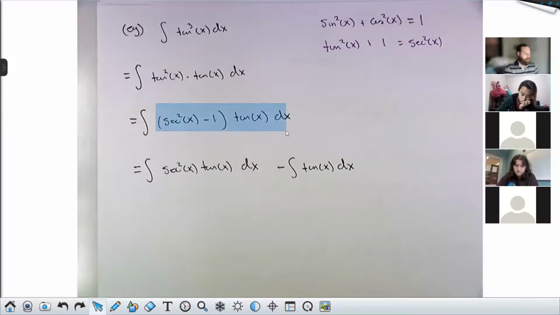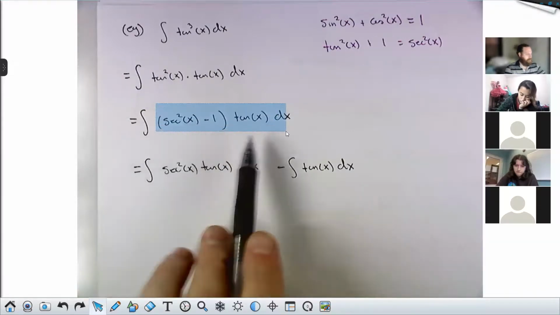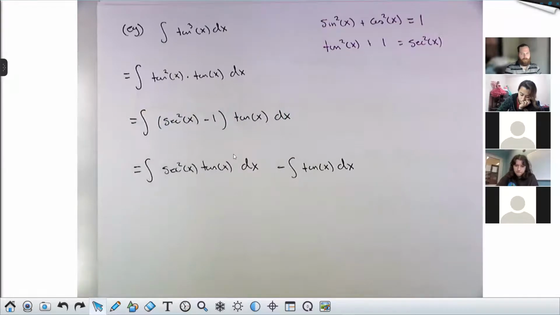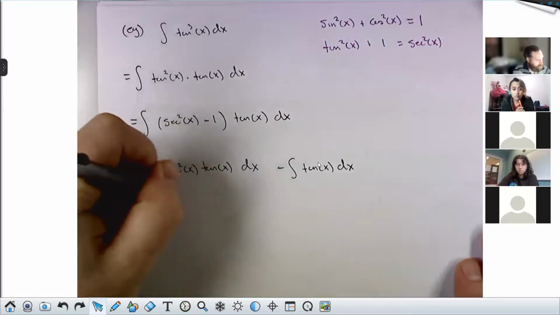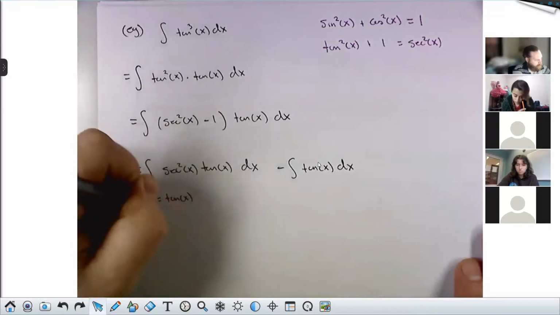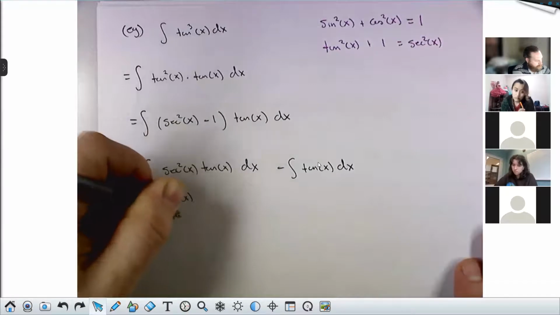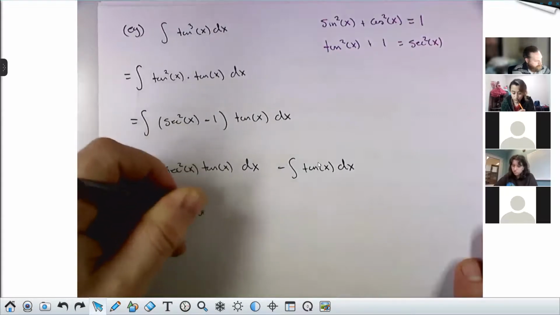All right, so when you distribute tangent here, you get secant squared times tangent minus tangent, and then you can split that integral into these two. This one is now a little straightforward U sub. This one is one of our preliminaries from last time, right? Everybody remembers the integral of tangent is the natural log of secant. So in the first integral, we sub z equals tan x. dz is then secant squared of x dx.